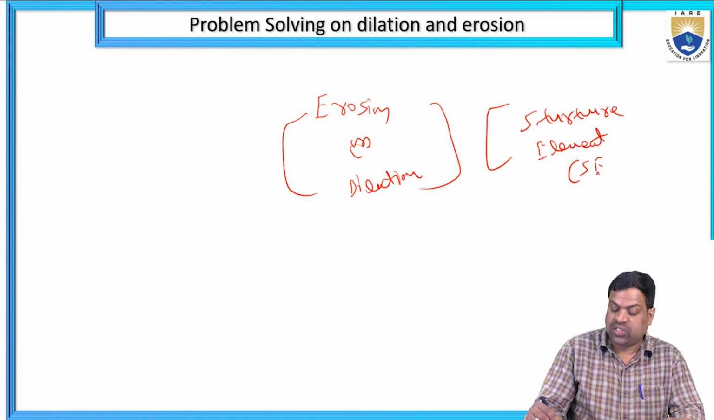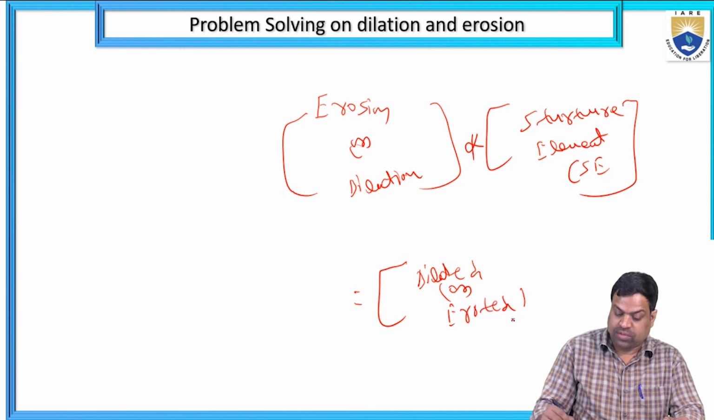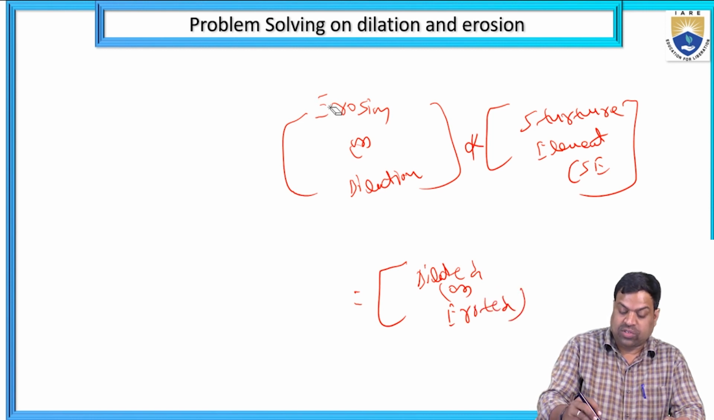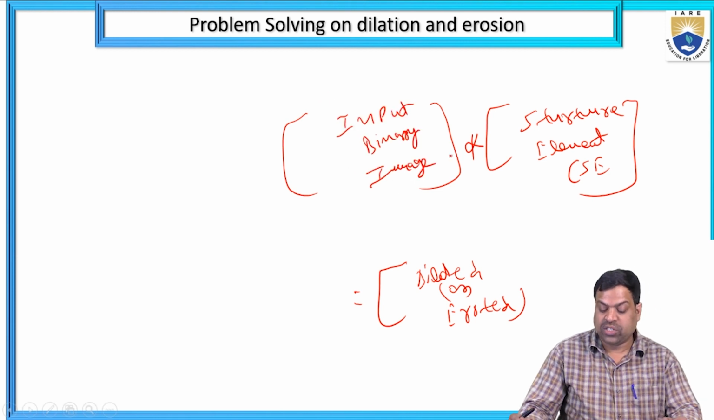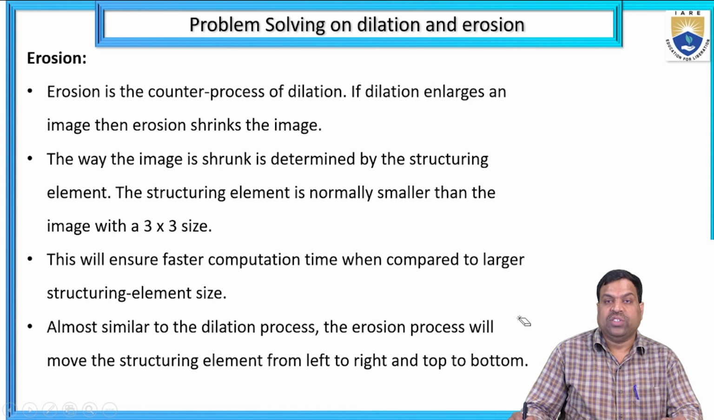That is SE, the structuring element, is mandatory. So the input binary image with the structuring element gives an output that is a dilated or eroded output. Erosion is the counter process of dilation.